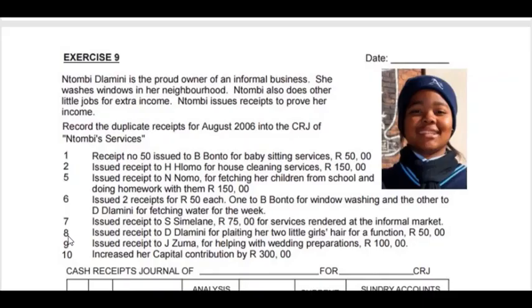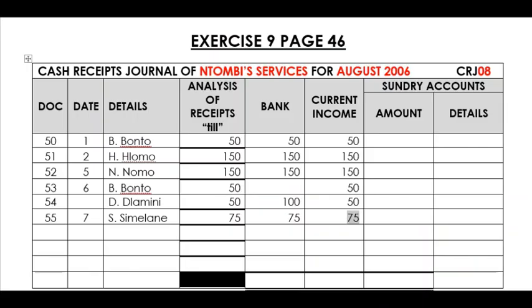The next transaction was on the 8th. We issued a receipt to D. Dlamini for plaiting her 2 little girls' hair for a function. 50 Rand, plaiting hair would count as a service. Okay, so it would be receipt number 56 because it follows on the previous receipt. It's on the 8th. We received the money from D. Dlamini, 50 Rand. Because it's the only transaction for the day, you can cash up your till and you can draw that line there, put the money in the bank. Plaiting hair counts as a service, so it goes to current income.